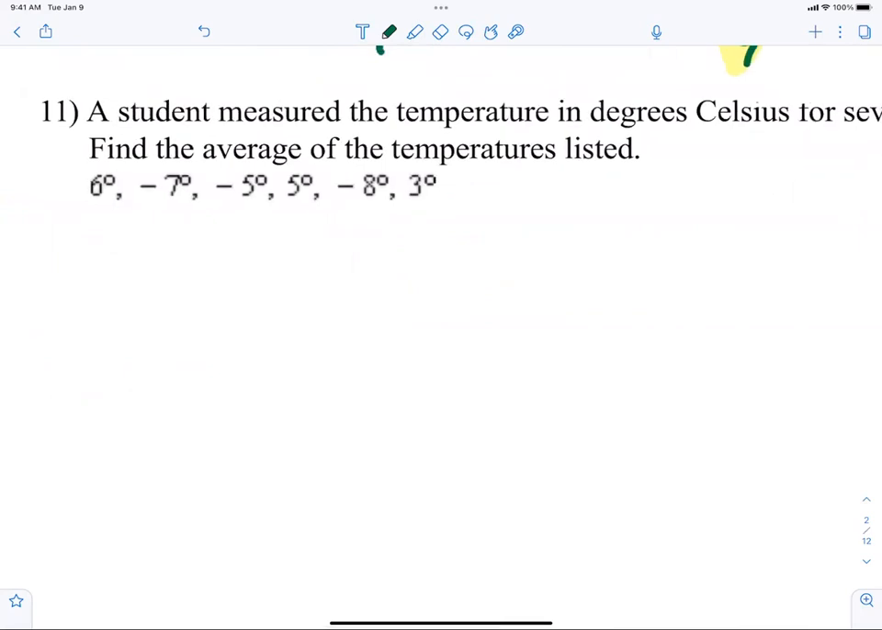What I want you to do is, I want everyone to say, what would I do with the -5 and the 5? You see what I'm saying, right? So this shouldn't be that hard. What's 6 and -7? And then -8 makes, and then 3 makes, and then how many days were there?